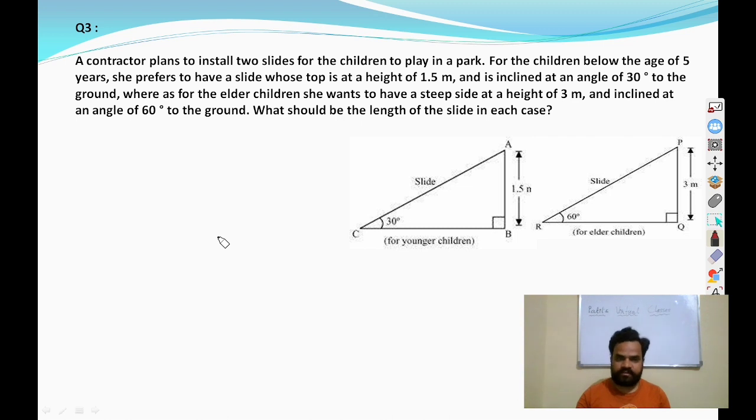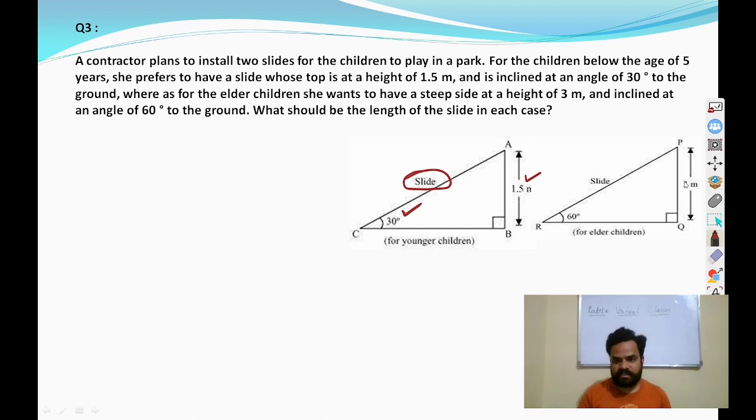We need to find, right? So two cases are there. Both the diagrams I took already here. All of you please do observe here. In first, for the children below the age of 5 years, the height she preferred is 1.5 meter and the angle of inclination is 30 degrees. So it is a right angle triangle. In the right angle triangle, opposite side you know, angle you know, you need to find its slide, means you need to find its hypotenuse.